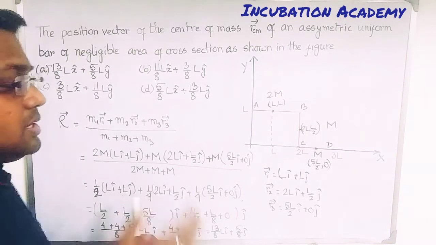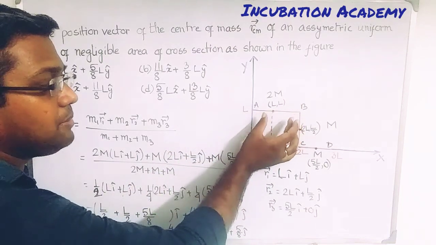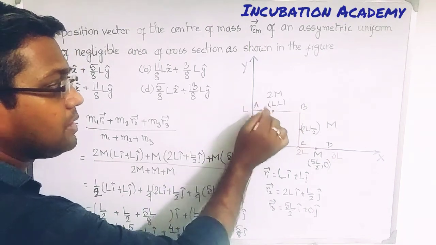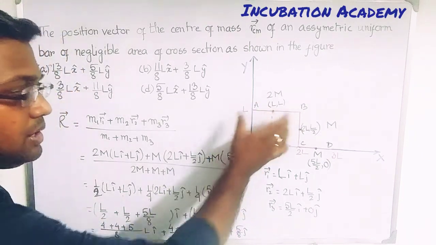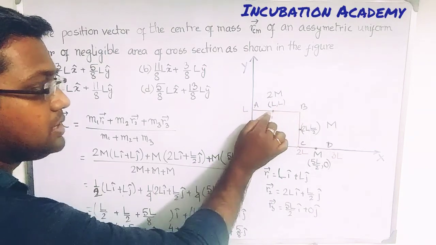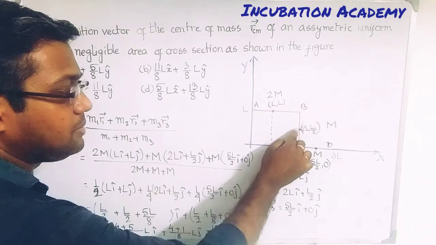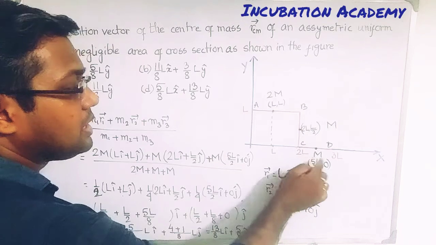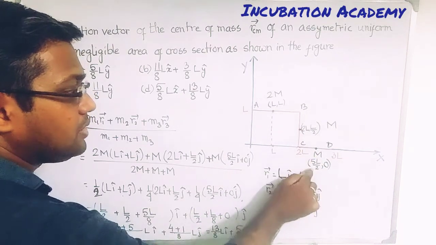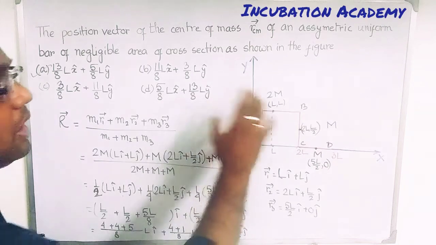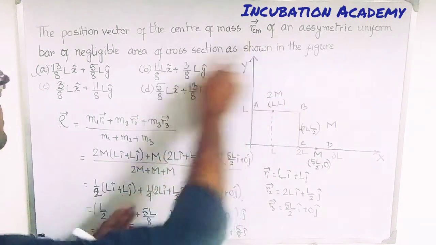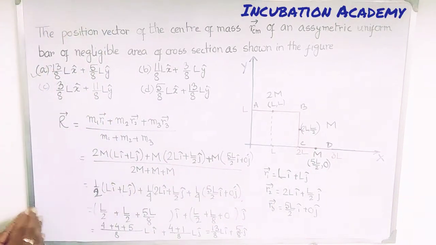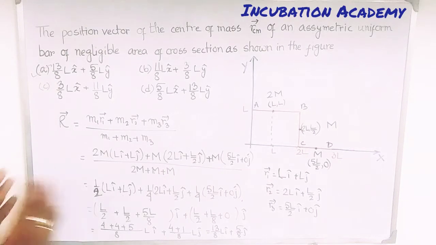So what we have considered, I just repeat again. Here I am representing this AB portion, a bar of length 2L, by simply a particle of mass 2m at this particular point. This BC portion is represented by simply this particle of mass m located at this position, and the CD portion is represented by a particle of mass m located at this length. Okay, so I am representing this asymmetric uniform bar as three particles, and after that I am finding the center of mass by using this formula.